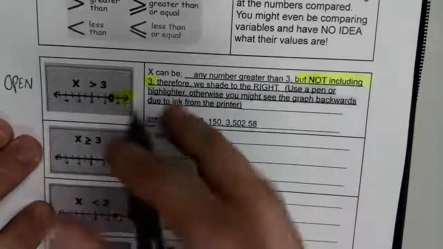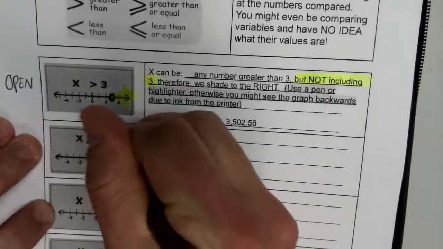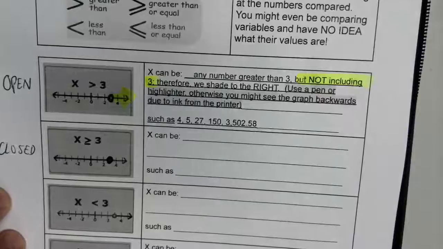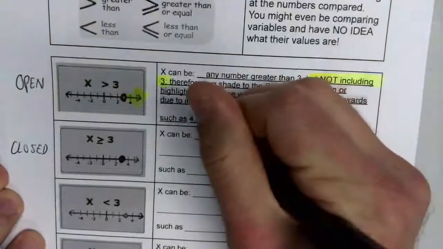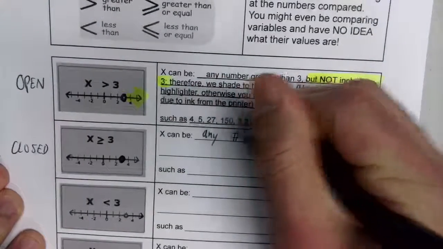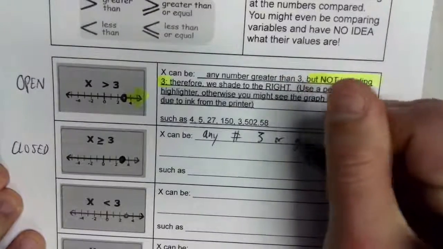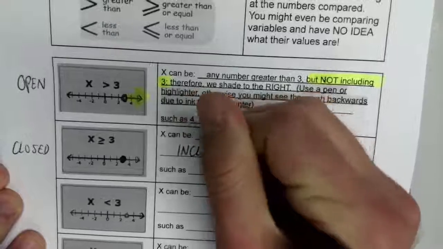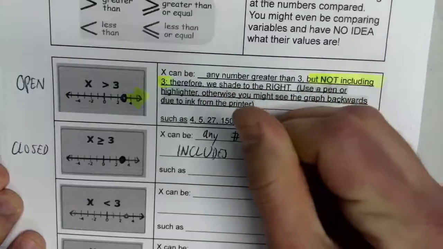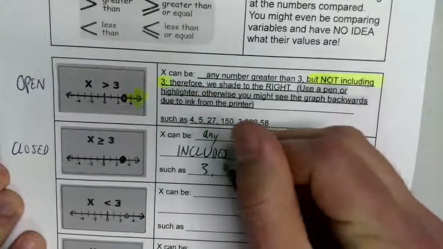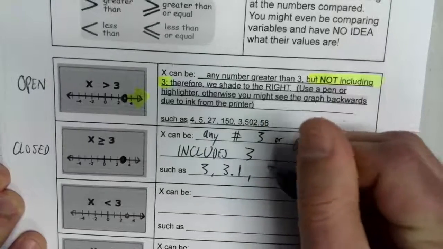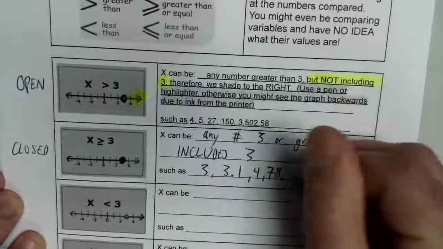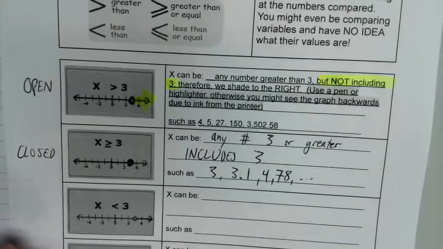Now here, this is different. So what I want to make sure I emphasize here is this is a closed circle. So that means x can be any number 3 or greater. So again, I want to make sure you see and understand that it includes the 3, which is why it's closed. Okay? We can go on with any number greater than or equal to 3.